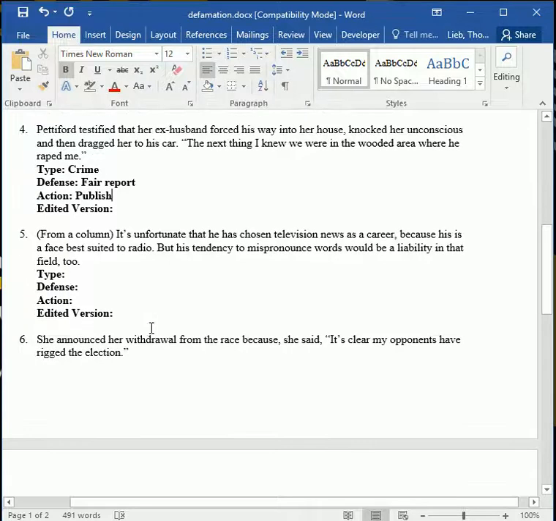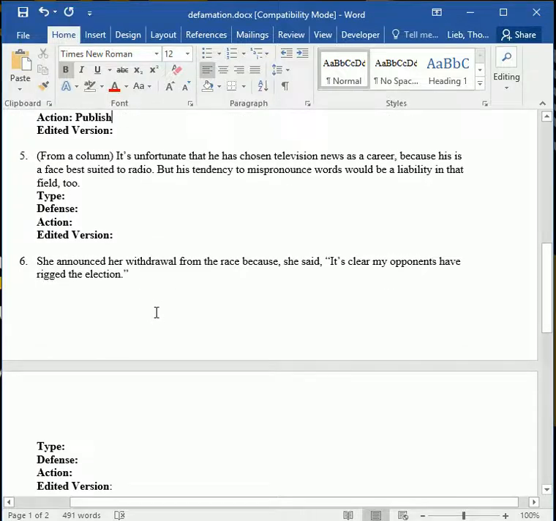Number 5, this one's a little trickier. So we're commenting on someone's appearance, and it's maybe, we could say incompetence, saying the person isn't pleasant to look at and can't pronounce words and maybe shouldn't be on TV. So we're going to go with that. Do we have a defense for doing that? Well, there's not anything here that would let us use something like fair report.